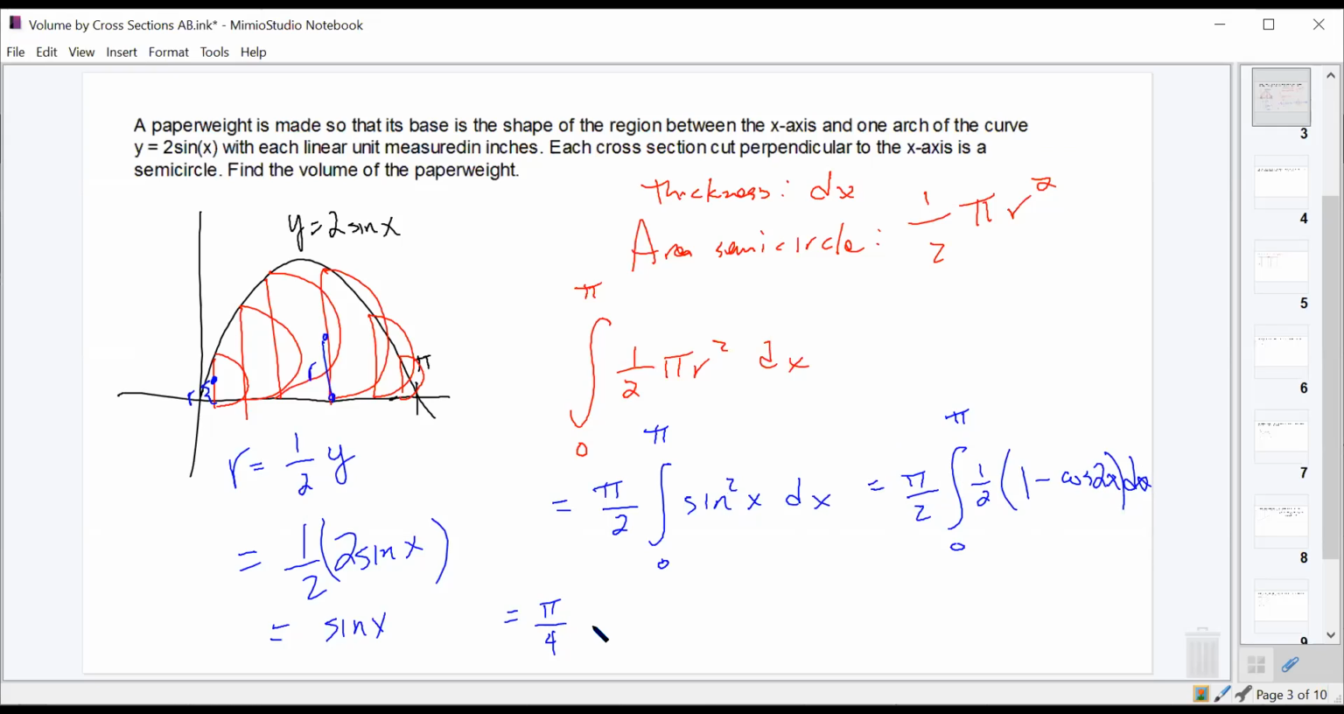Which ought to give us pi over 4, now times an integral from 0 to pi of 1 minus cosine 2x dx. And what's the integral of 1? Just x. And what's the integral of negative cosine 2x? That one requires a little u substitution. Hopefully we've done enough of these ones that are very similar to this that you can tell me what that is without having to write out the u sub.